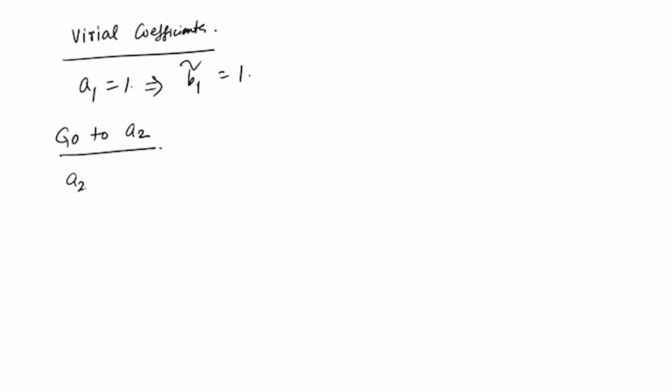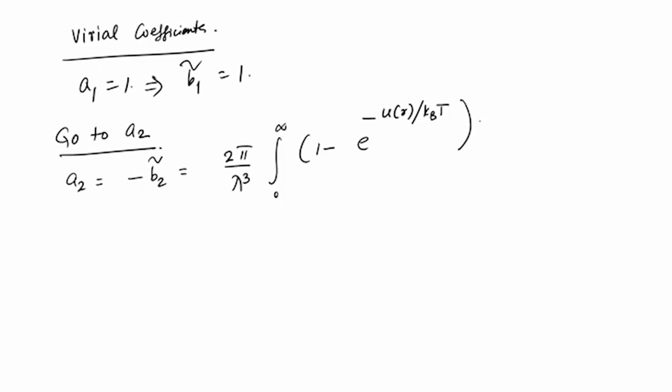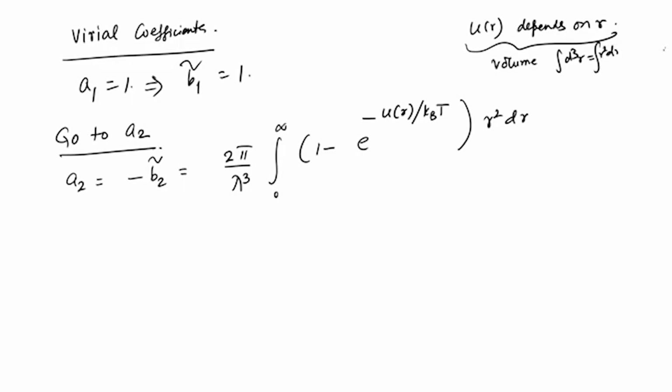So, A2 is equal to minus B2 tilde, this is equal to 2 pi over lambda cube, integral 0 to infinity of 1 minus e to the power minus u of r by kT, and the volume integral r square dr. Remember that because your u of r depends only on r, not the vector r, but the scalar r, we can do this volume integral, which is usually like this, equal to r square dr sin theta d theta and d phi.